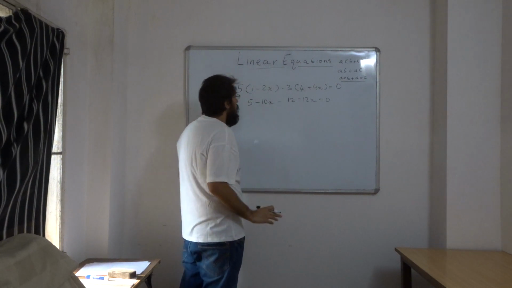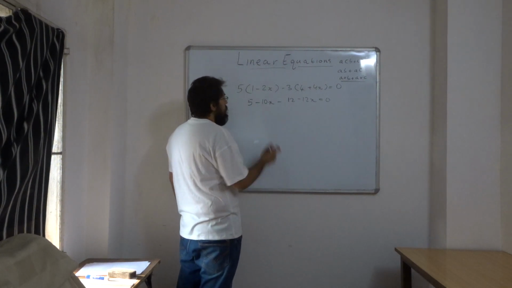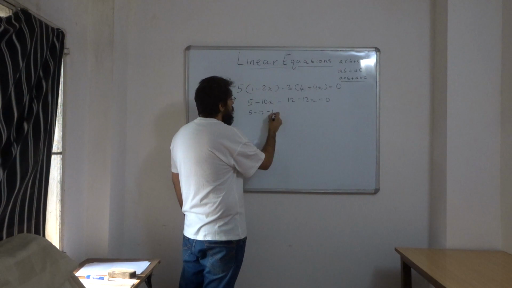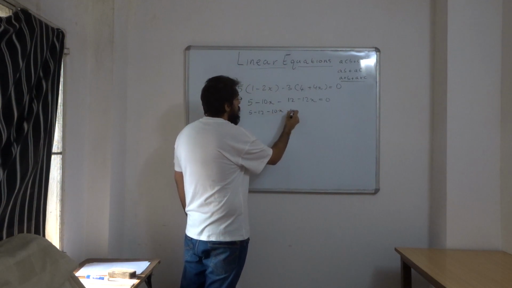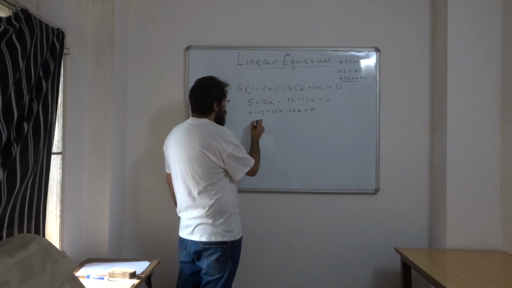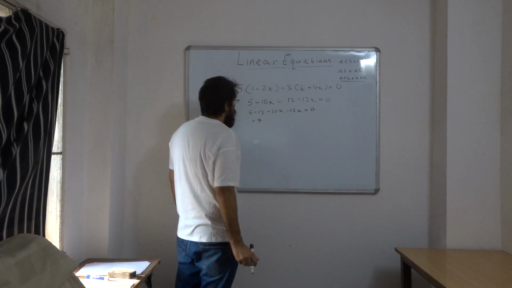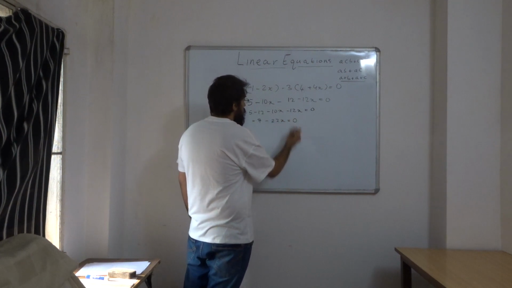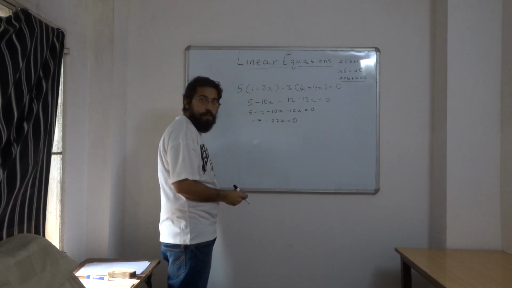Now you have to combine like terms. So basically 5 minus 12 is how much? Negative 7, and negative 10x minus 12x equals 0. So now what do you get? You get negative 7 minus 22x, which equals 0. Okay, this is what you get.